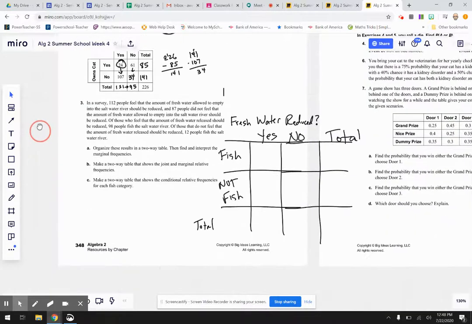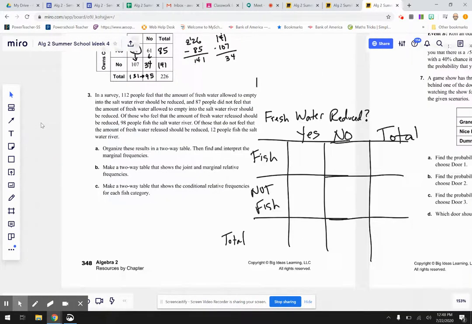Number 3 is the last one, and we have the chart down here. I kind of made the chart already, but let's read the problem. It says 112 people felt that the amount of fresh water allowed to empty into the salt water should be reduced. So yes, 112 would actually be a total number. We don't know how many fish or don't fish, but we do know that 112 people said yes. So the total yeses are 112.